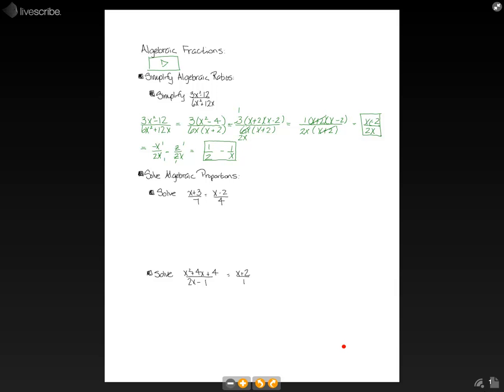Next, let's move on to algebraic proportions. Algebraic proportions are essentially the same concepts. The only thing is that you're going to be using cross multiplication, and you're actually solving for a variable.